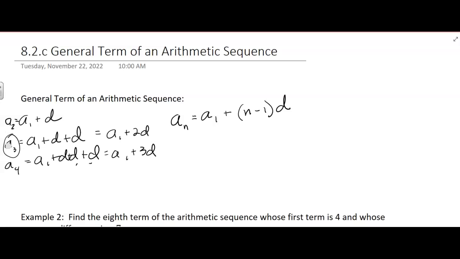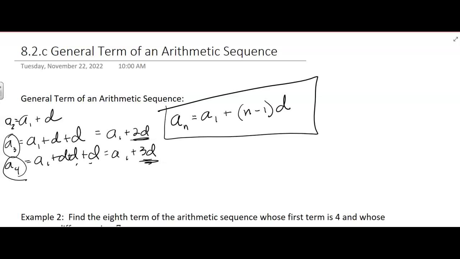So like here we were finding the third term, we only need to add 2d's. Here we're finding the fourth term, so we had to add 3d's. You don't need 4d's because you have the first term already, and then you're adding to that. So hopefully that makes sense. If not, at least write it down because that's the formula for finding a general term of an arithmetic sequence. Now, if you know a sub 1 and you know d, you can find the 100th term.